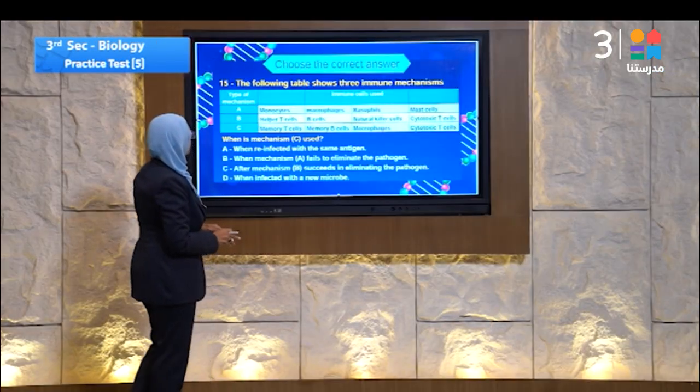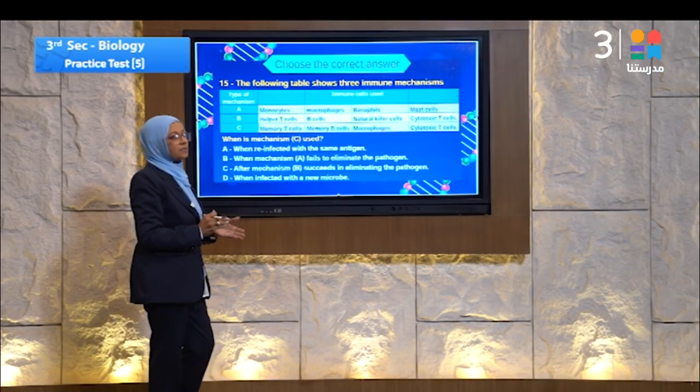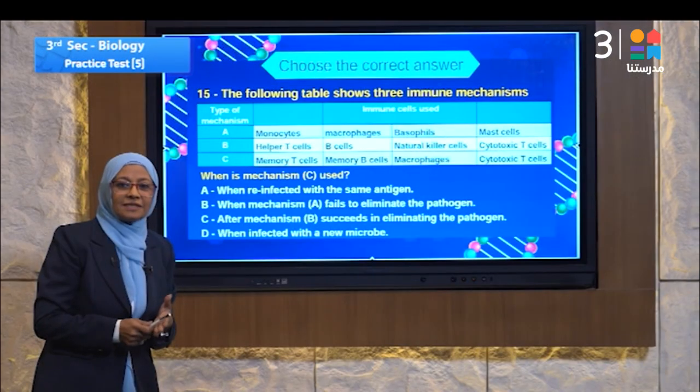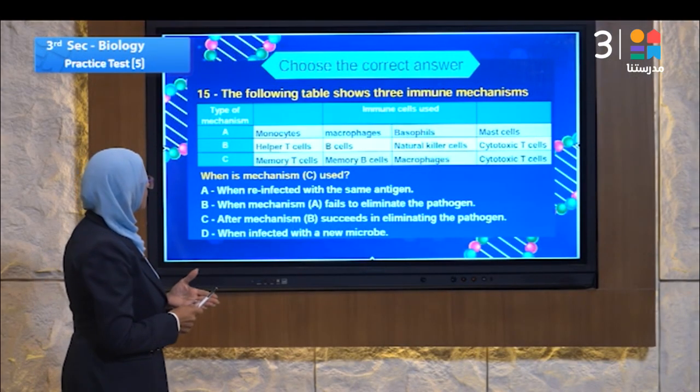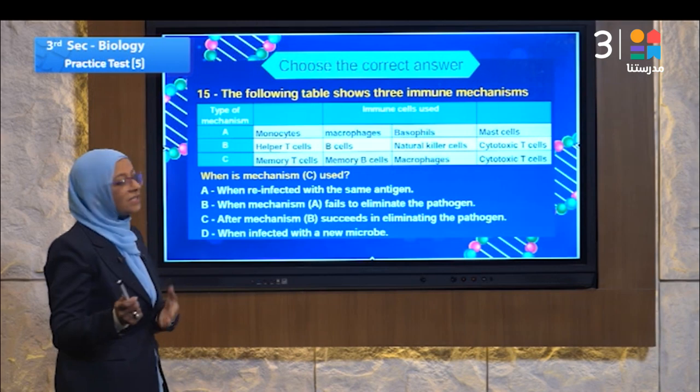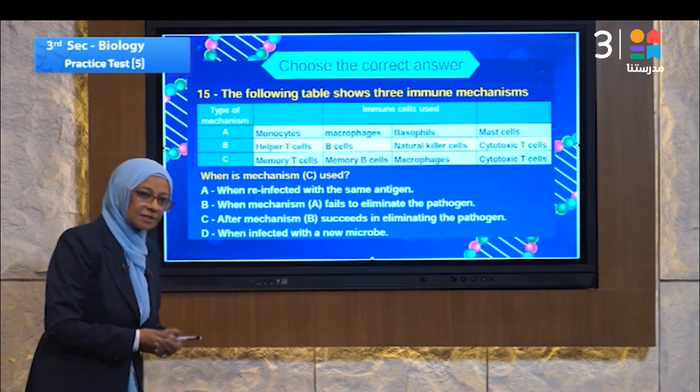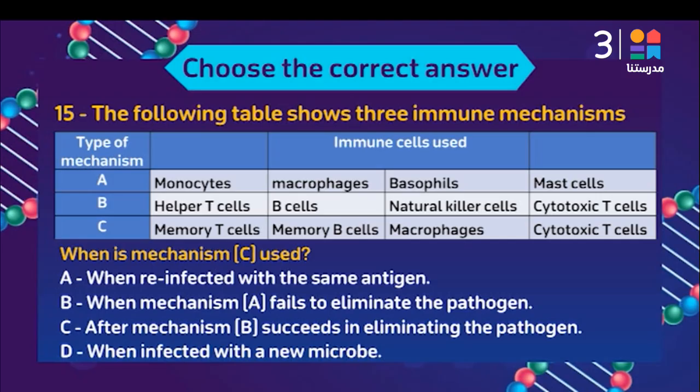Let's go to question number 15. Question number 15 speaks about immunity, again about the infection. Let's read the question and see. The following table shows 3 immune mechanisms, A, B and C. A: monocytes, macrophage, basophil, mast cell. Here, the person has a defense line. That's the second defense line.